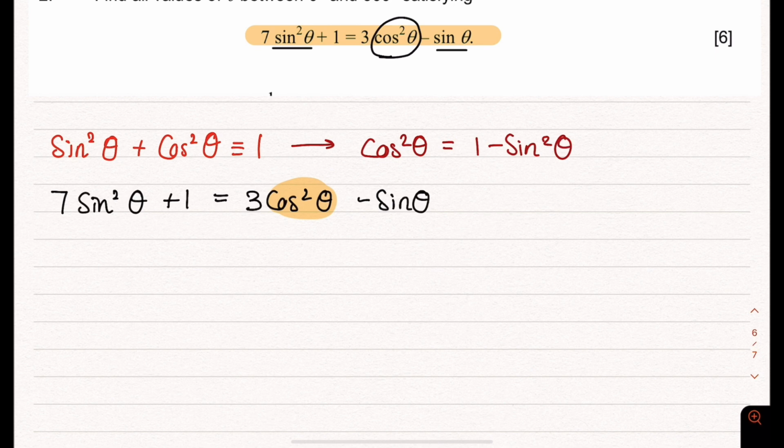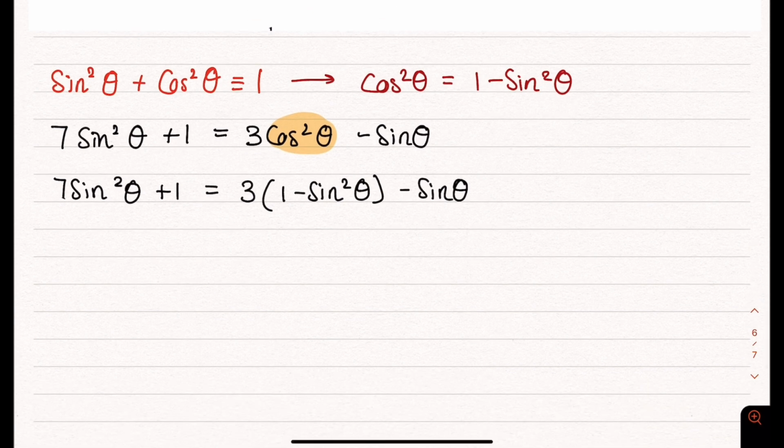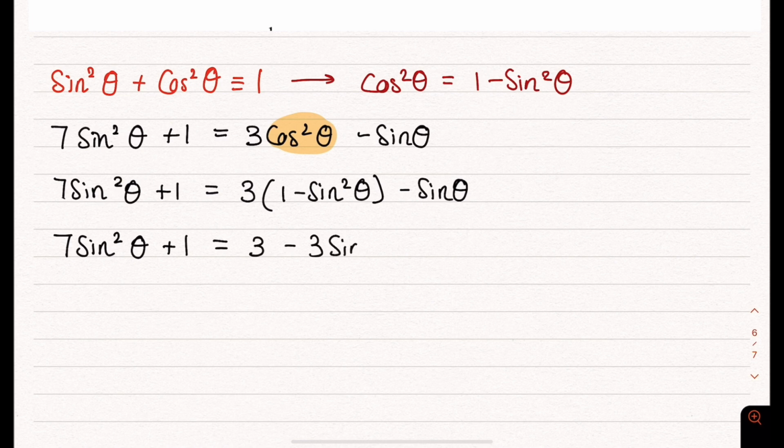So now cos squared theta is equal to 1 minus sine squared theta. So we can substitute the cos squared theta to be equal to 1 minus sine squared theta to obtain this equation. So now if we expand this, we have 7 sine squared theta plus 1 is equal to 3 minus 3 sine squared theta minus sine theta.